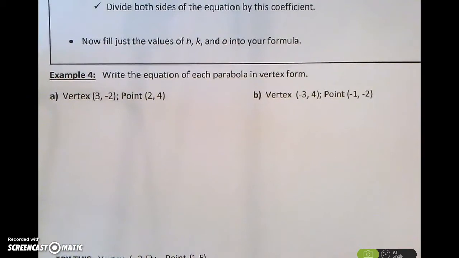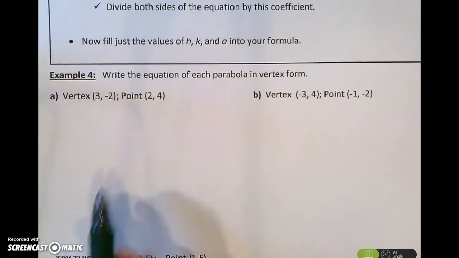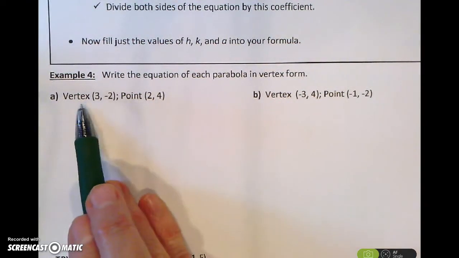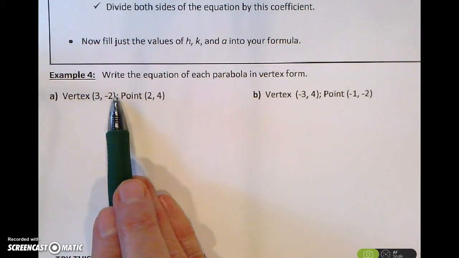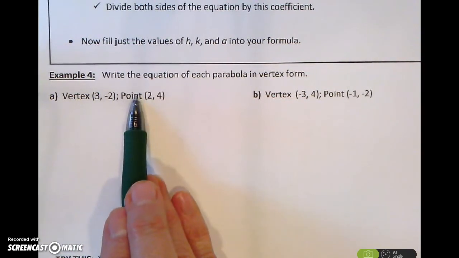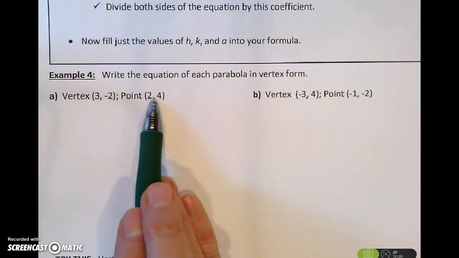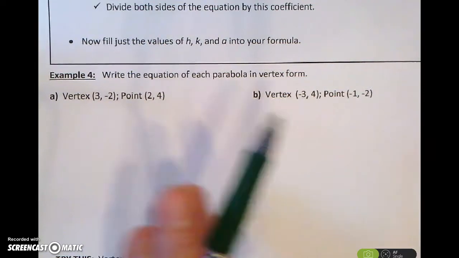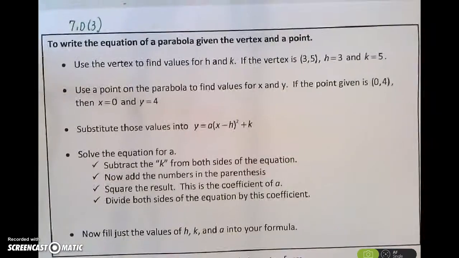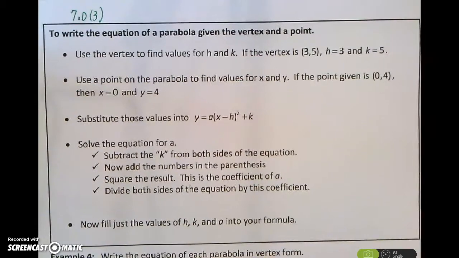Example 4 asks us to write the equation of each parabola in vertex form. So this time it's just in words. I'm given the vertex is (3, -2), and I know that there's another point on this parabola of (2, 4), so that is also given to us. So now I've got the steps written up here for what I want to do.